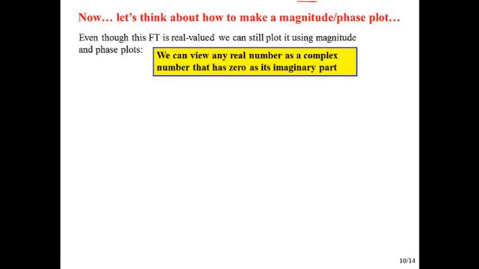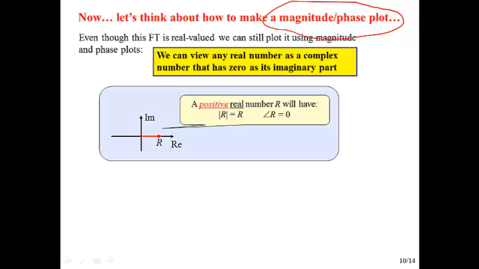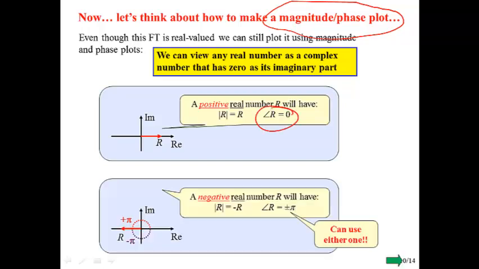As we said, in general we need to do 2 plots, a magnitude plot and a phase plot. Now notice that this Fourier transform is real valued, but we can still view it as a complex number, so we can still talk about a magnitude and a phase. So we charge on, recognizing that a positive real number has an angle of 0, and a negative real number sitting over here on the real line has an angle of plus or minus pi, and we can choose either one.